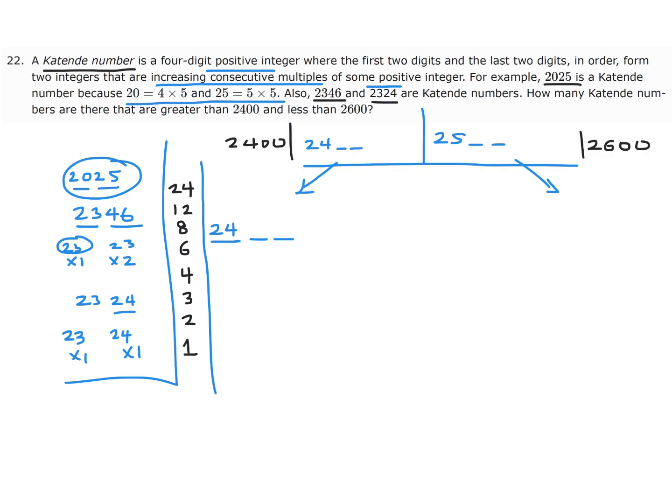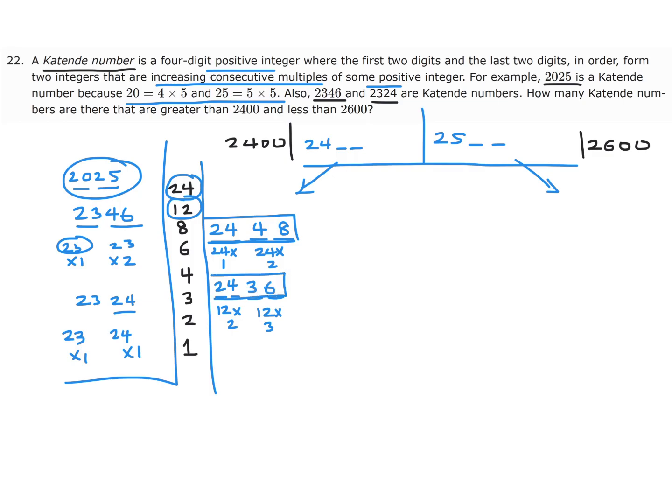Okay, so let's go back and see. Let's tackle these one at a time. So if we're going to look at 24, 24 times 1 is this 24 guy. And then 24 times 2 has got to be the next one, which is 48. So there we go. We got one such number. Now let's use 12. 24, that's 12 times 2. So the next number has to be 12 times 3, which is 36. There you go. We have another one.